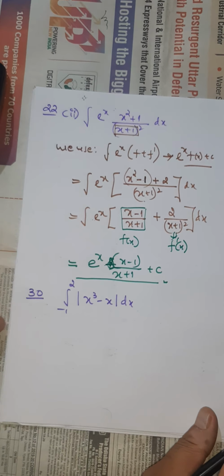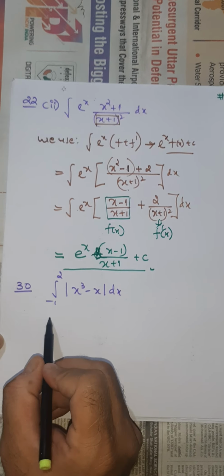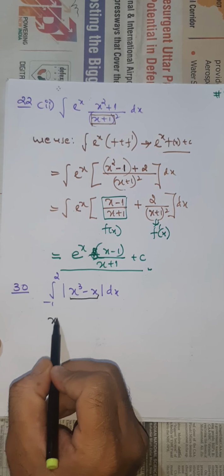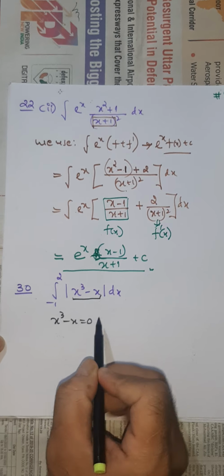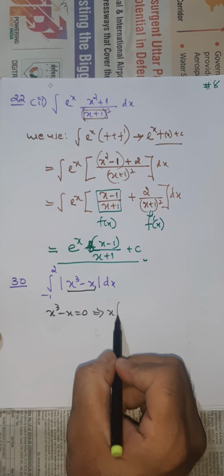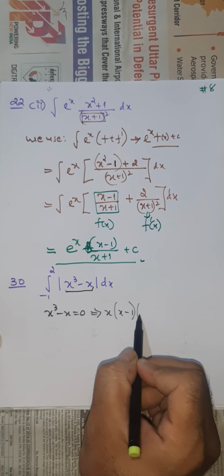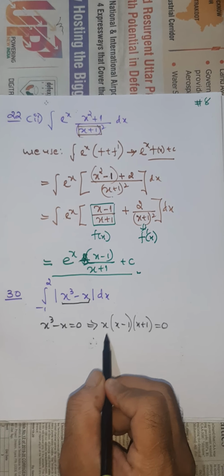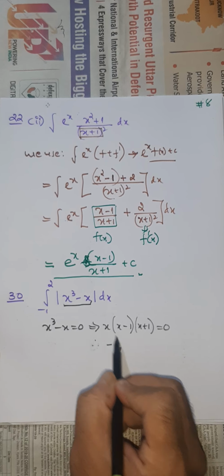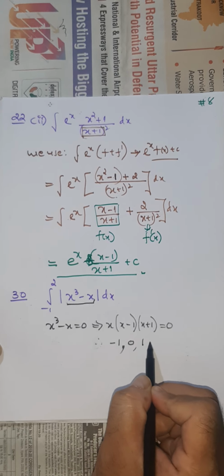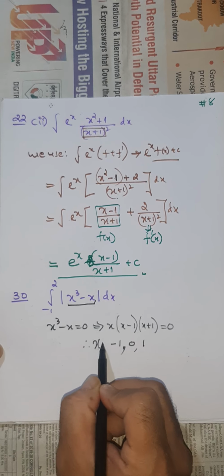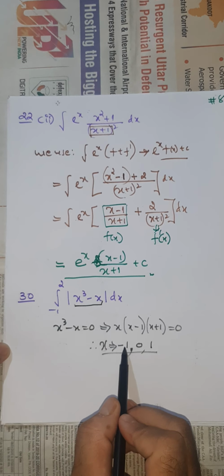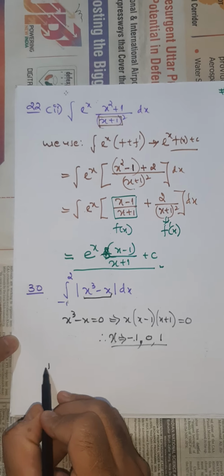So next is about definite integral. You have a modulus function. So what we do in such questions, we find x for which the inner expression becomes 0. So it implies x into x minus 1 into x plus 1 equals 0. So you have three values of x: minus 1, 0 and 1. These are the values of x. So your integral should be split at minus 1. It already starts from minus 1.